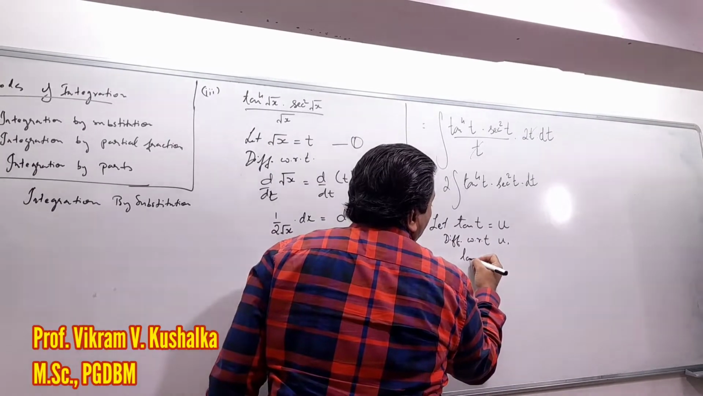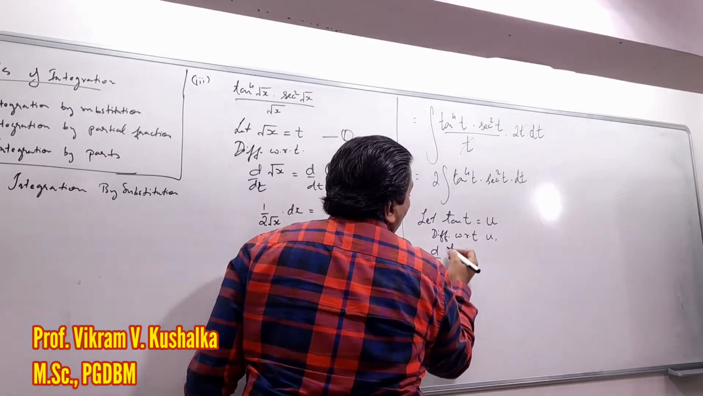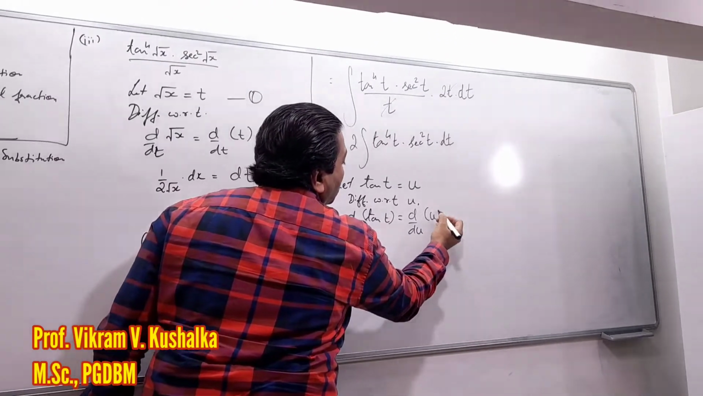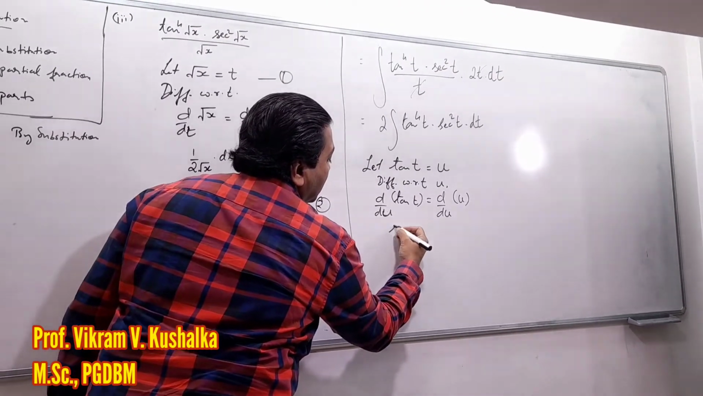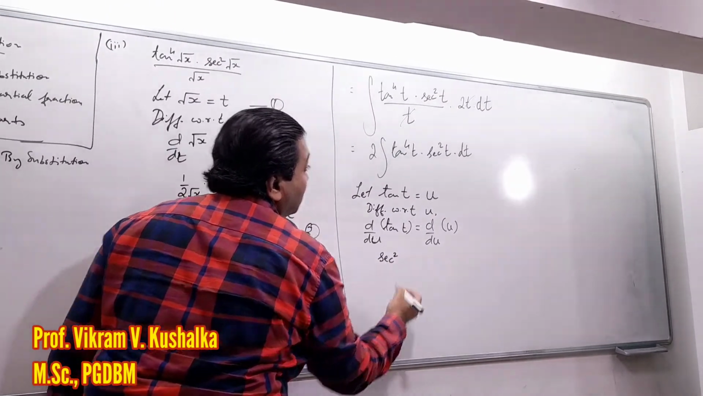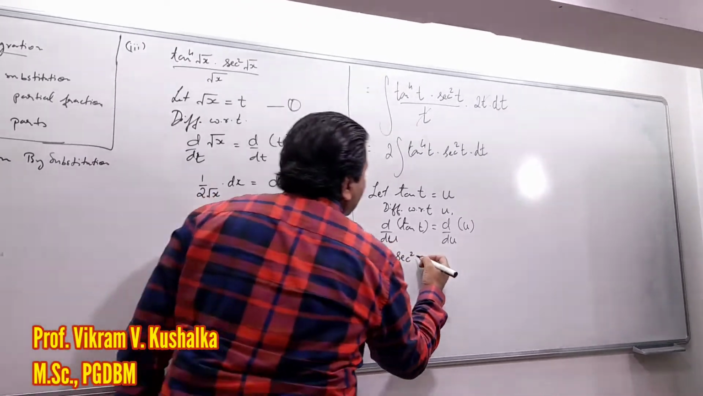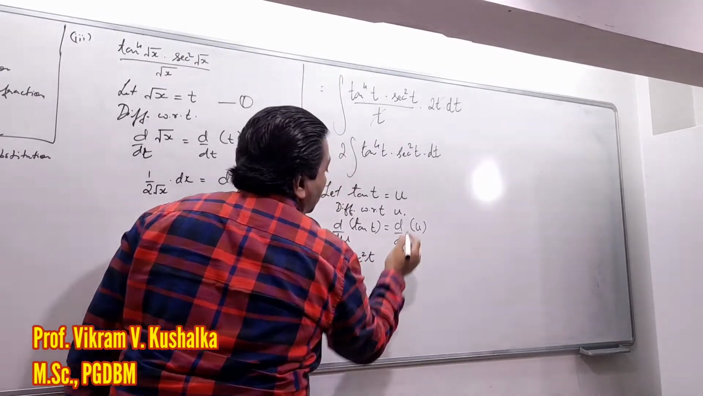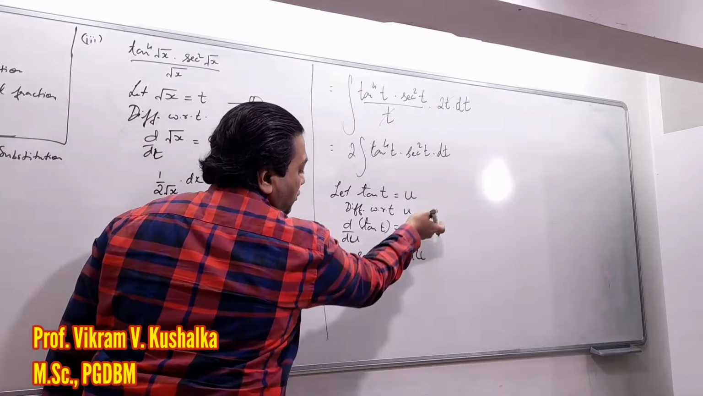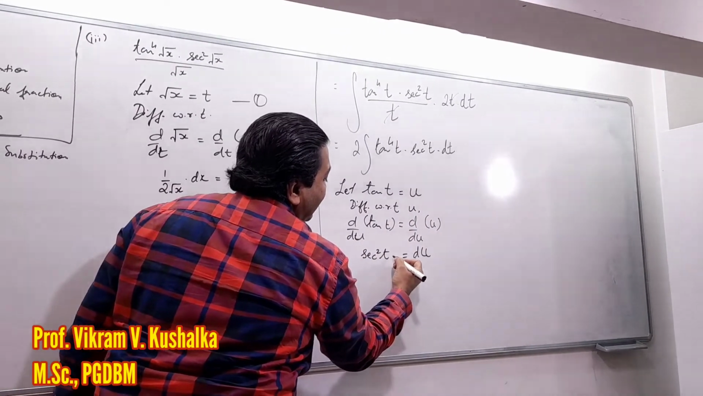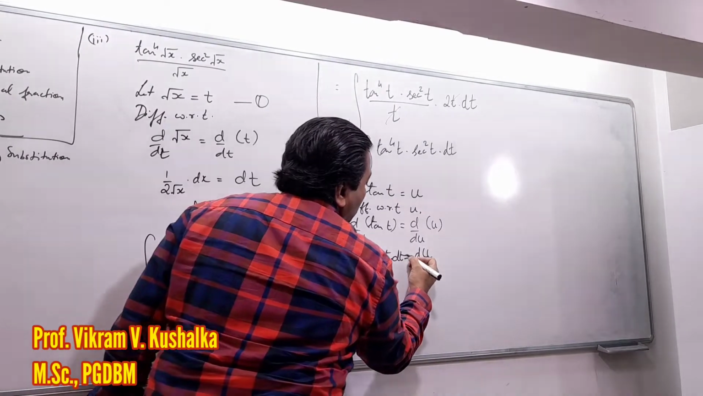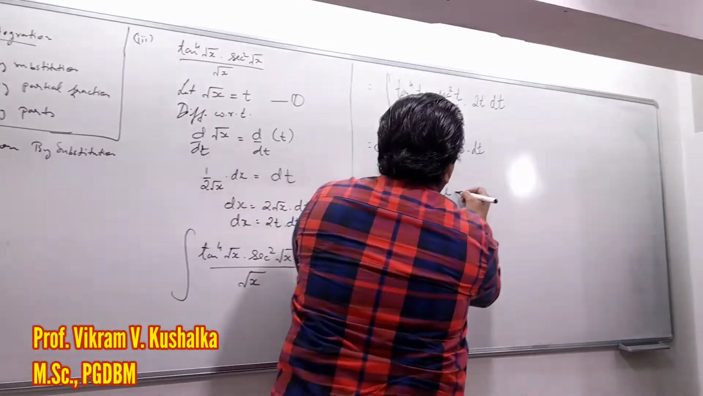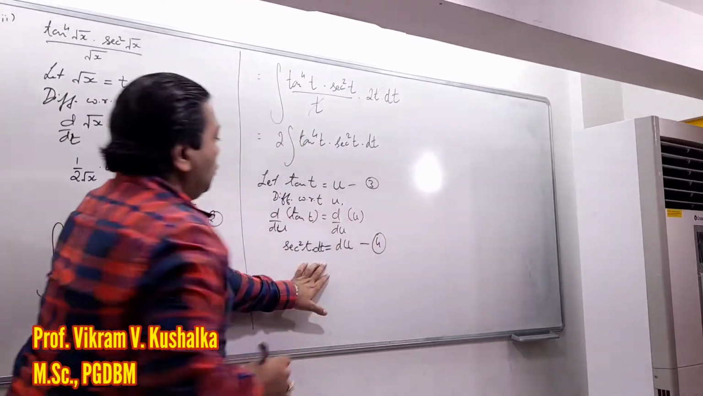So when I differentiate it with respect to u, I get d by du of tan t is equal to d by du of u. This gives me sec square. What is the differentiation of tan t? That is sec square t, and this is by your du, because d by du of u is 1. This du you shift it on the other side, so you get sec square t dt is equal to du. So we get sec square t dt is equal to du. This becomes my equation 3 and equation 4.